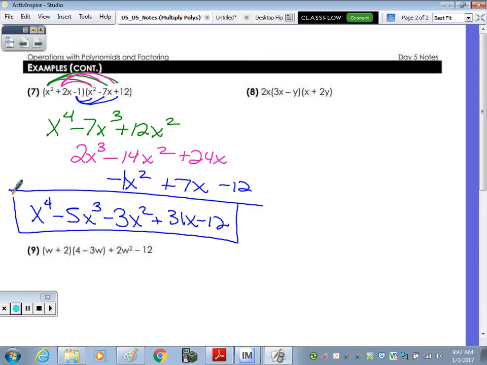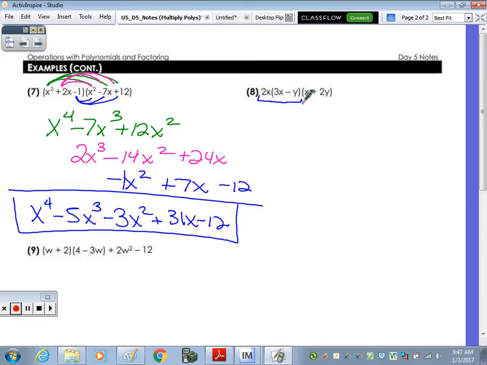In number 8, we have 3 expressions we're going to multiply. Multiplication is commutative, so you can multiply in any order. Do you guys have a preference of order? You'll get the same thing. You can multiply the 2 binomials first, and then multiply by the 2x, or we can do the first 2. Want to start with the first 2? All right, let's multiply those 2 first and get the product.